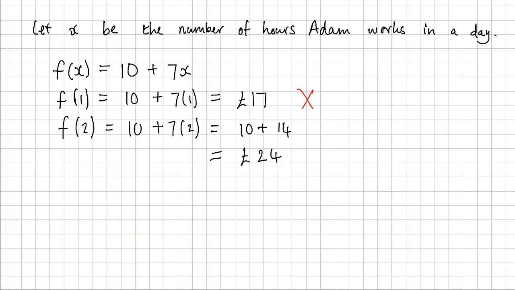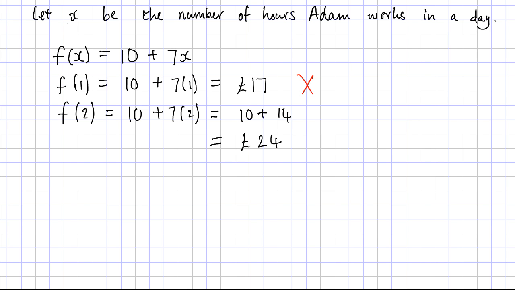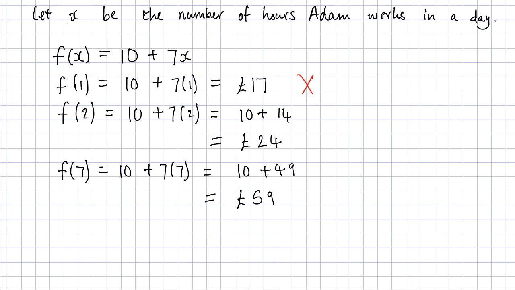What about the maximum amount? So the maximum he can work is 7 hours. So we're going to input 7 hours now. So it's going to be £10 plus 7 times 7, which is equal to 10 plus 49, and that's equal to £59. So the minimum amount he can earn is £24. That's when he works 2 hours. And when he works 7 hours, which is the maximum, the amount he earns is £59.